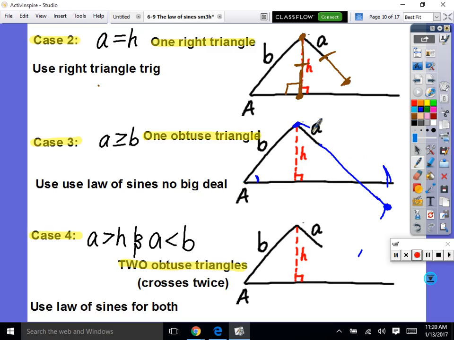Yeah, so it would have crossed more out here, by how long I drew it. That's just one triangle that it's going to create if A is longer than B. One exact triangle. Yes? We're about to get to the next case.